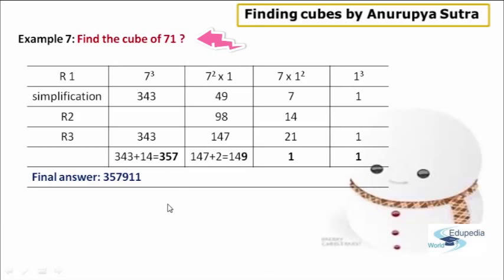After applying the special rules of addition and carry-ons for the first, second, third and fourth parts of the third row, we have to combine all the answers we have got, and we get the final answer for the cube of 71, that is 357,911. Therefore we can say that 71 cube is equal to 357,911. So friends, this is how we can use Anurupena Sutra in finding the cube of a given two-digit number. I hope you have understood pretty well how to use this Anurupena Sutra at higher level.